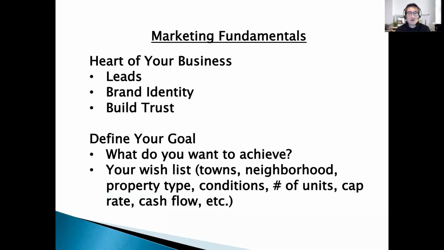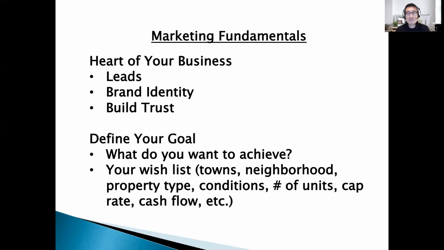All right. Now, marketing fundamentals. What I want you to understand is that marketing is the heart of your business. I mean, there are other aspects which are important, like the operation of the business and doing the closing. But without leads coming into your business, you're not going to have a business. And so it is the heart of your business.